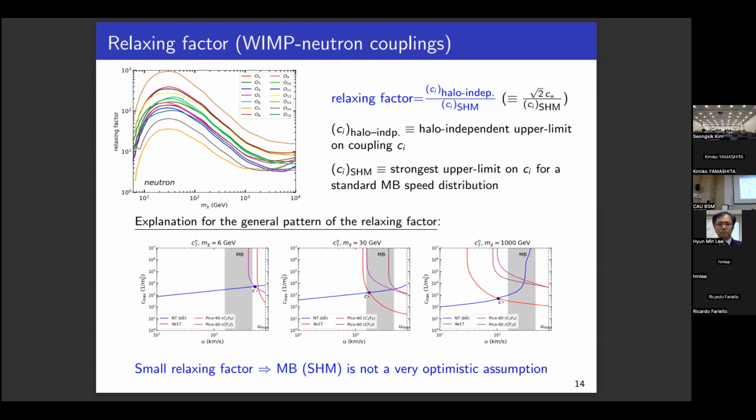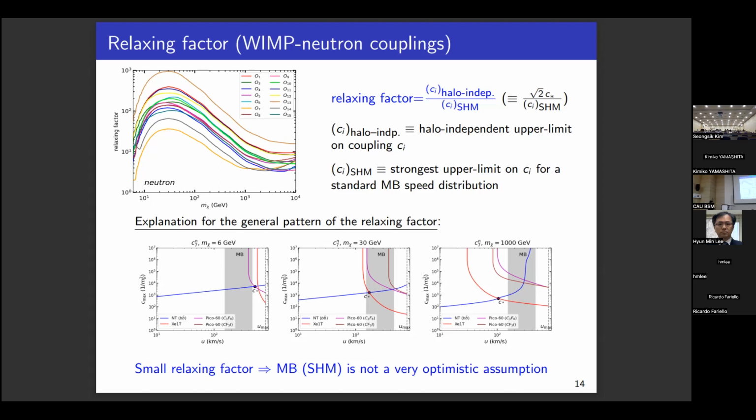So we have a low relaxing factor. On the other hand, for a high WIMP mass, the limit from direct detection can probe a larger WIMP speed range, and it is rather flat in the speed domain where the Maxwell distribution is concentrated. So the halo independent bound and the bound obtained assuming the standard halo model don't differ much. So again, we have a low relaxing factor.